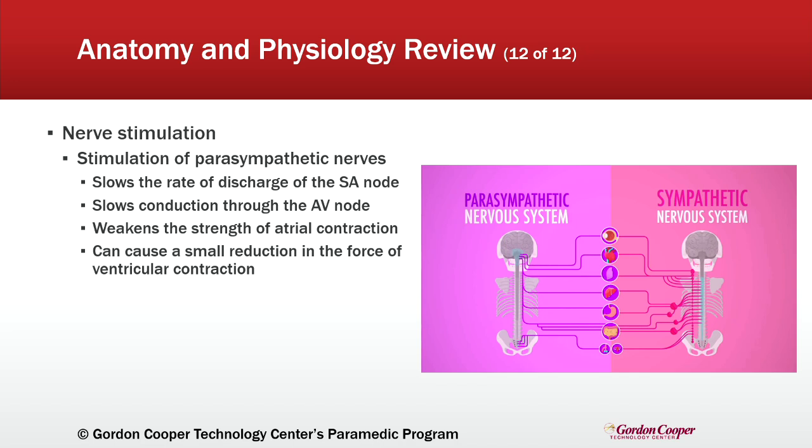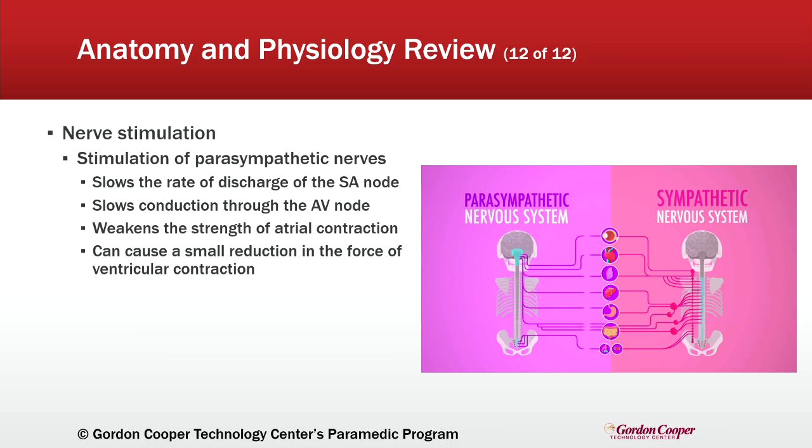Now, when the parasympathetic nerves are stimulated, we start to see several key changes occur in the heart. So the stimulation decreases the firing rate of the SA node, which is the heart's natural pacemaker. And then as a result, the heart rate slows down, and that promotes a calmer state in the body.